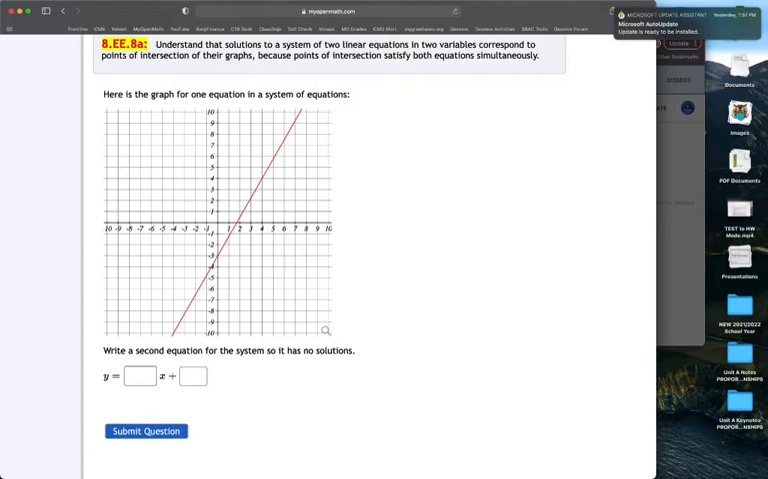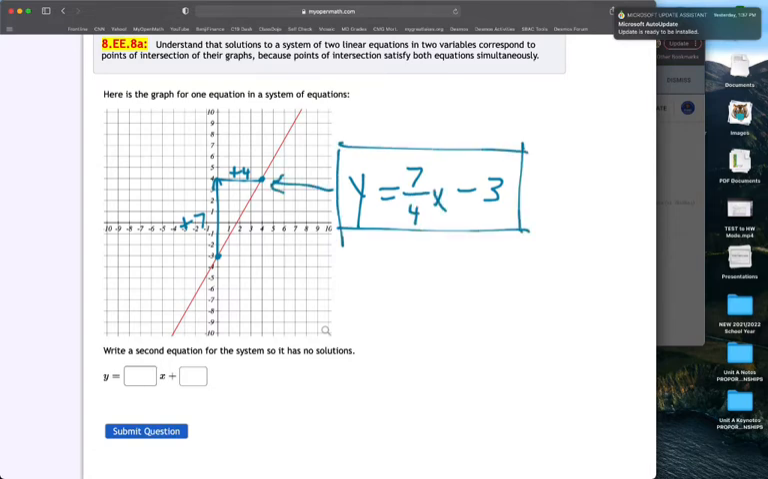So we can see in this particular graph that we have a y-intercept of -3, and we have a slope. So I have to locate a couple of perfect ordered pairs, and it looks like there's another one right there. We are rising 7 and running 4 to the right, so that means we have a positive 7/4 for the slope. So this is the equation of that line right there.